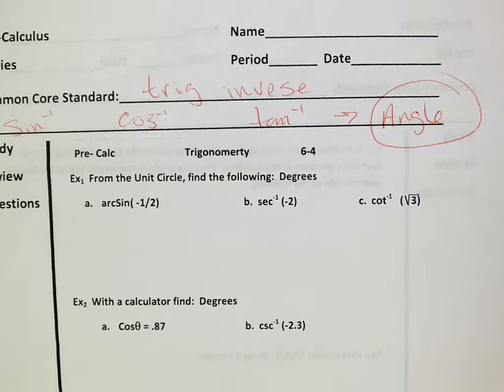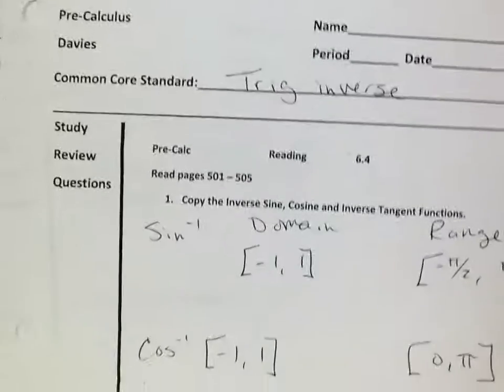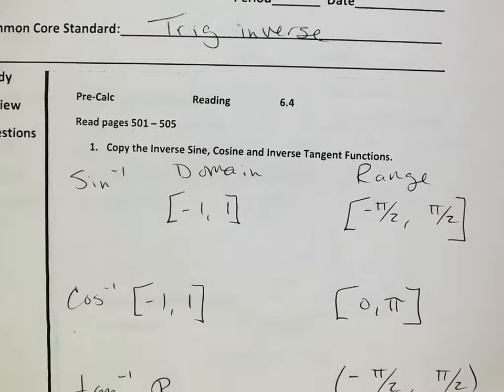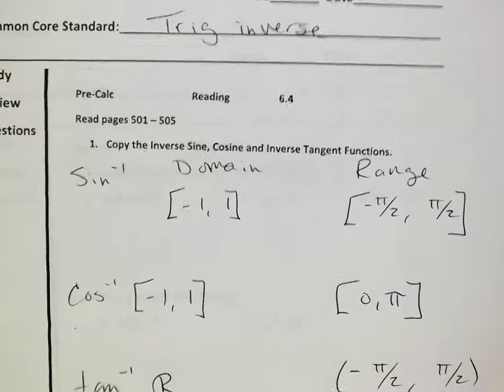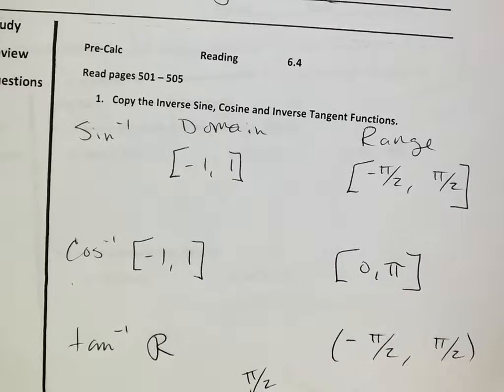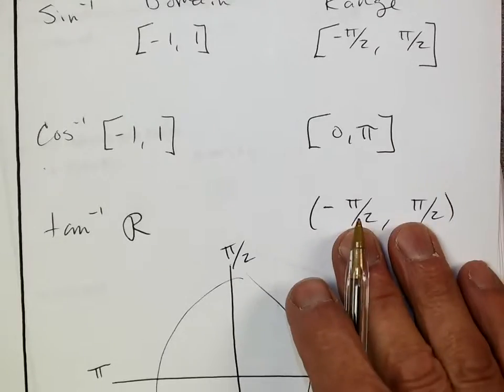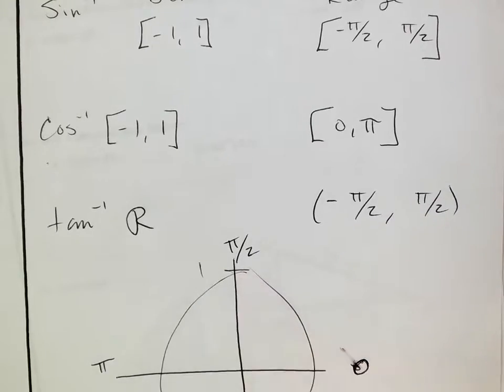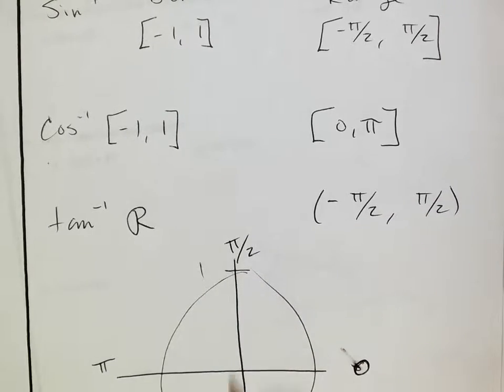So if I backtrack to the reading, here's what we had. So, if I take a look at this, we've done this before. The domain is from -1 to 1. If I take a look at the sine graph, sure enough, we know on the unit circle, 1 to -1. So that makes sense on the domain.